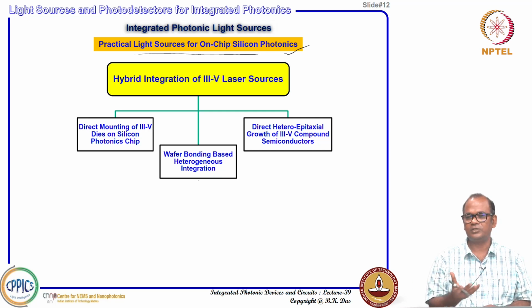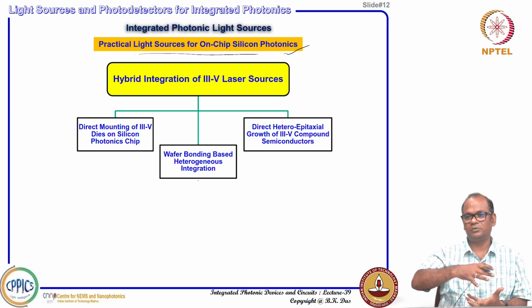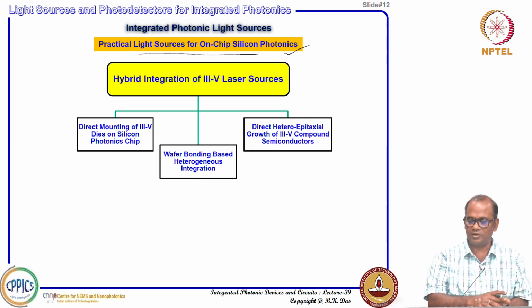And another thing is wafer bonding based on heterogeneous integration. You can take a silicon wafer, and then you can bond III-V semiconductors directly onto it, and then you can structure your laser, and you can also make photonic waveguide in the silicon.